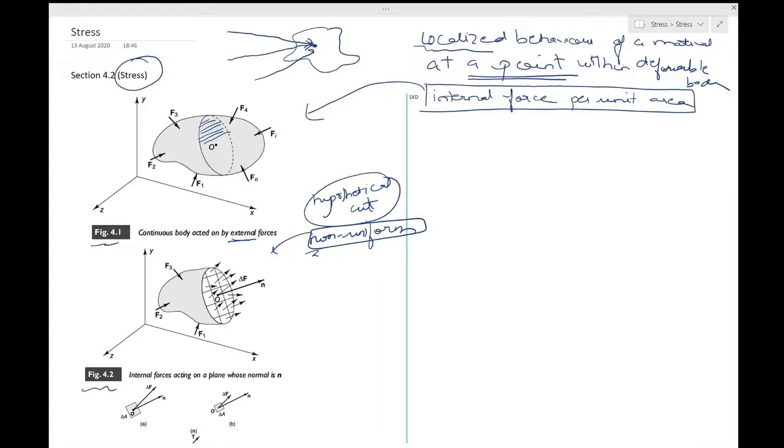Now, on the small area delta A, whose normal vector is n, centered on the point O, what you do is take out this force, this normal vector, and this area, and you see it over here.